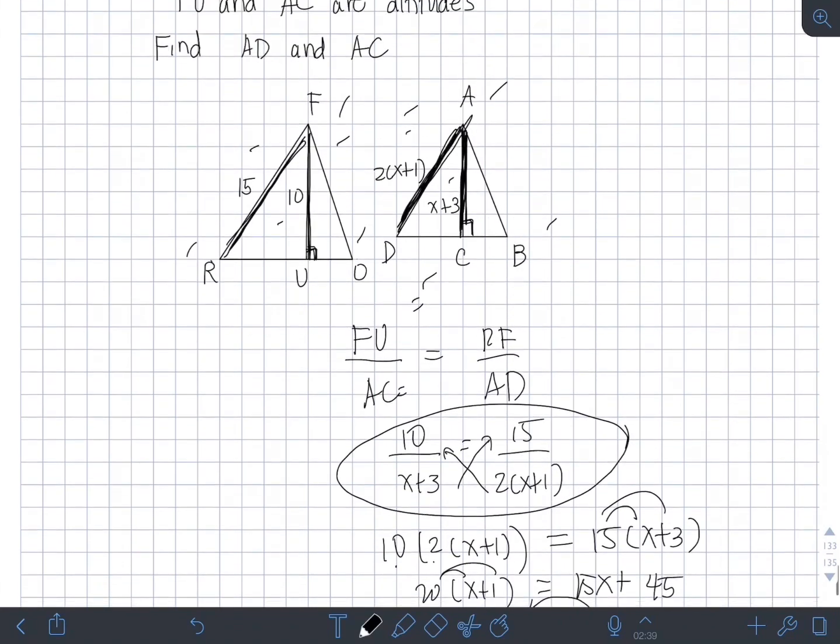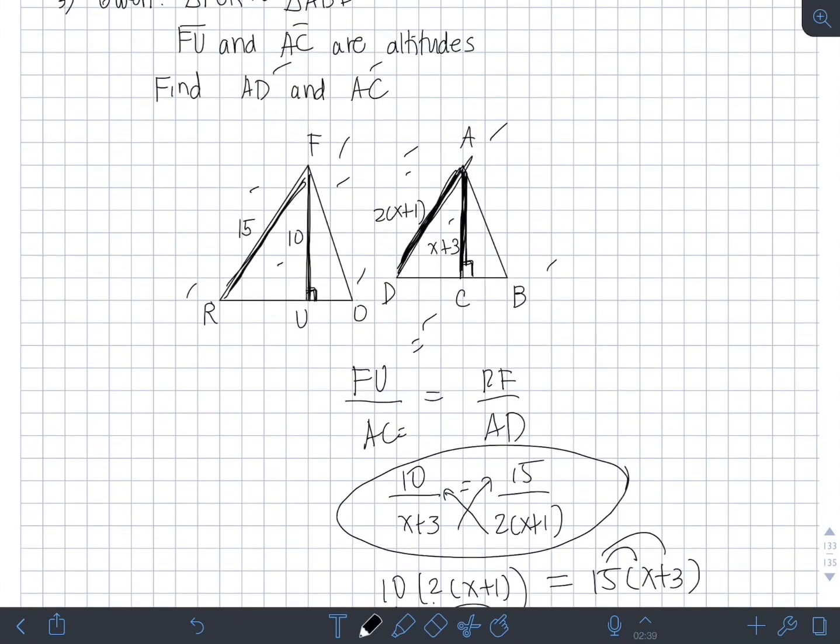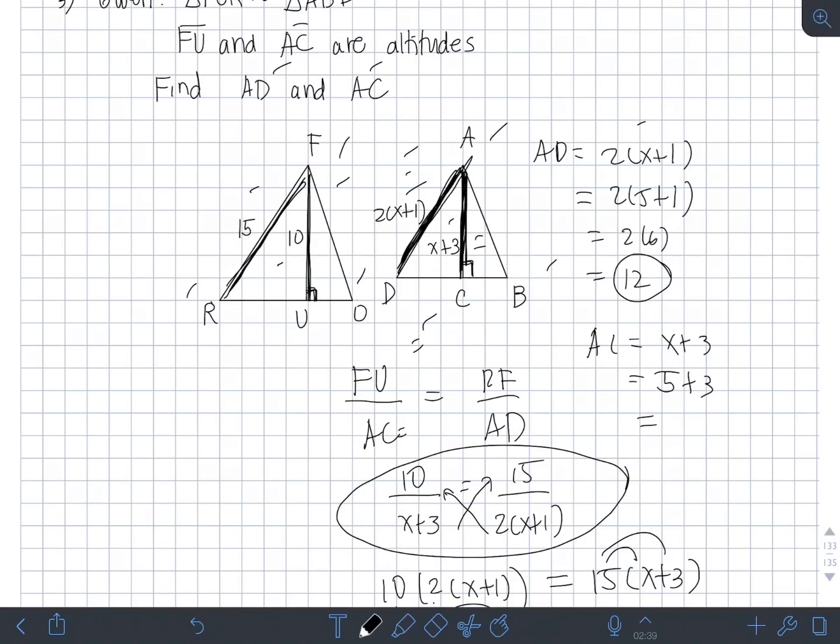So, hanapin natin yung actual length nitong AD at AC. So, for AD, it is equal to 2 times x plus 1. Substitute natin yung x na 5. So, we have 2 times 5 plus 1 or 2 times 6 or 12. So, AD is 12 units. While for AC, we have x plus 3, right? So substitute x is equal to 5, so we have 5 plus 3 or 8. So therefore, AC is 8 units.